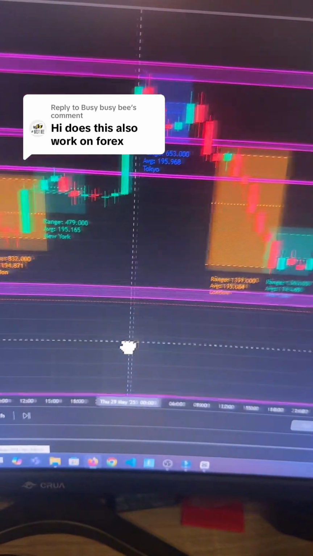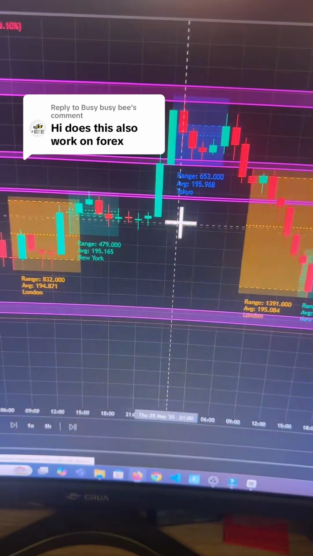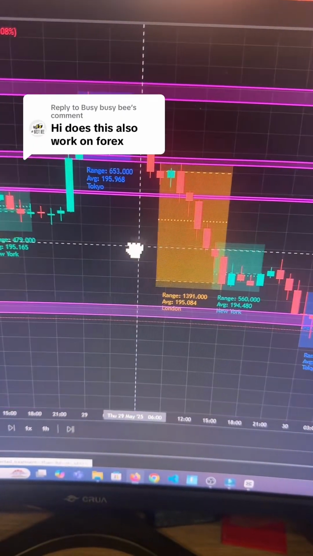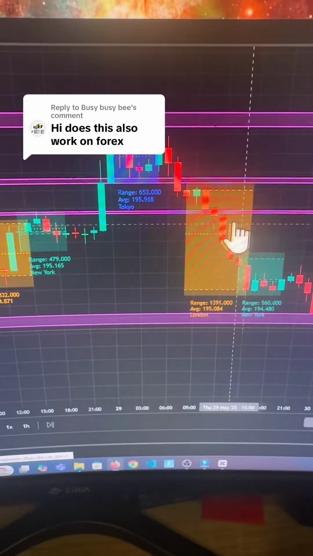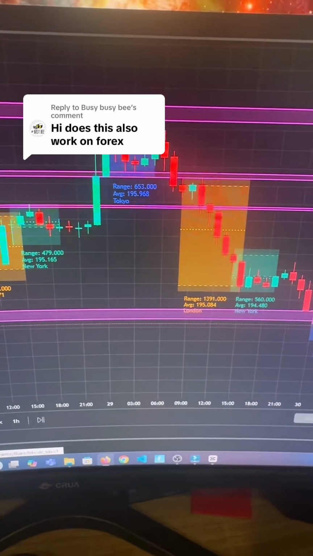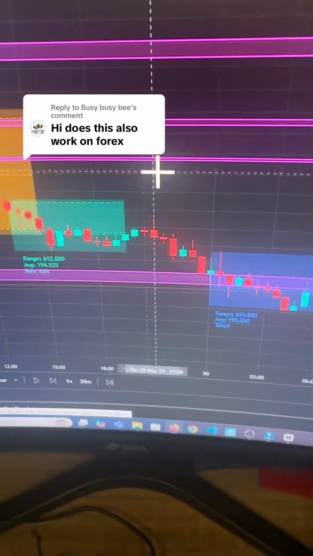Typically, it looks like Asian and London session. New York does not have that much crazy movement. The big moves, I feel like, are the London and Asian. So let's take this trade, for example, right here. I can already see, and we're on the 1-hour, that we have a beautiful setup. So let's drop down to a 30-minute chart.